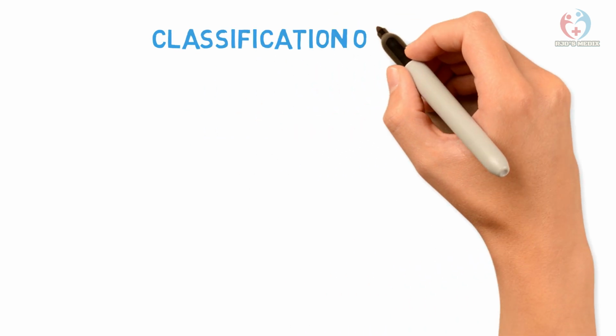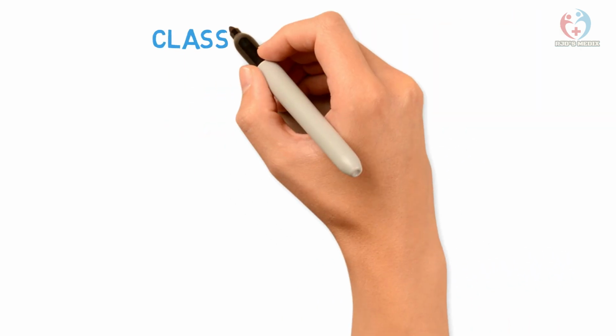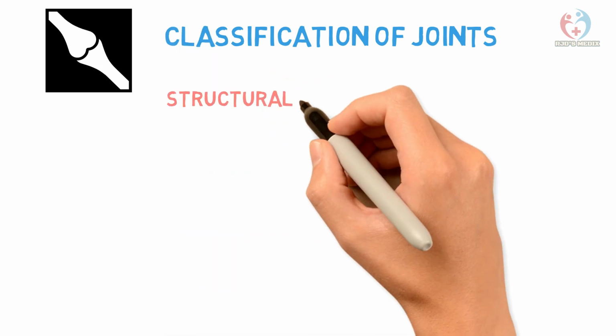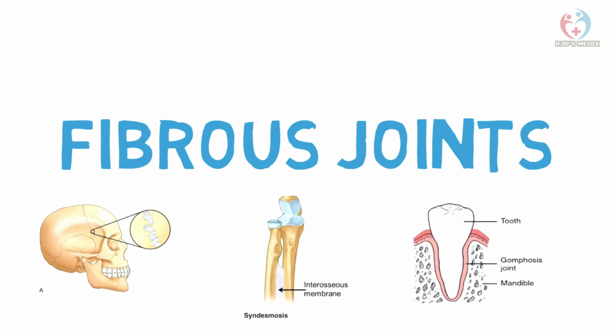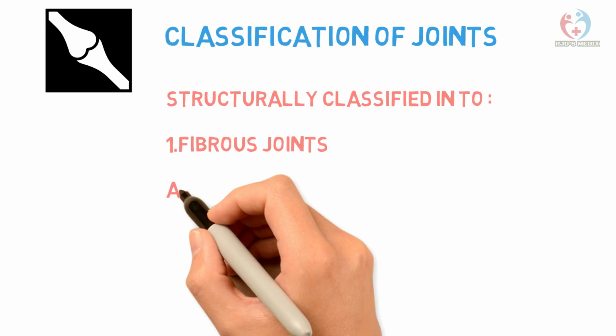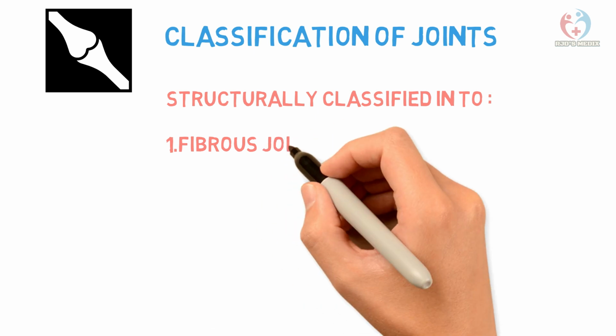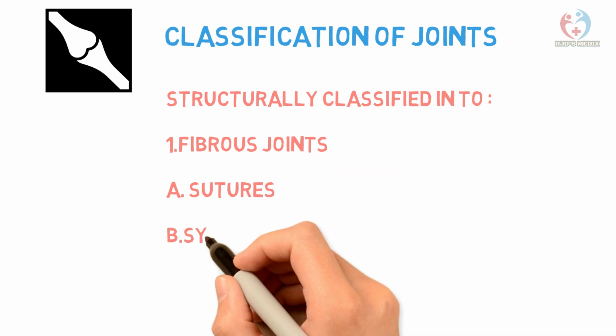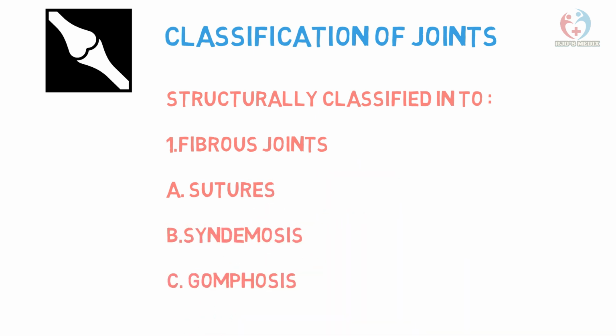This video is all about the classification of joints. Our classification begins with structural classification of joints. Structurally, the joints are classified into various types, that is, fibrous joint, cartilaginous joint, and synovial joint. Fibrous joints are subtyped into sutural joint, syndesmosis, and gomphosis.